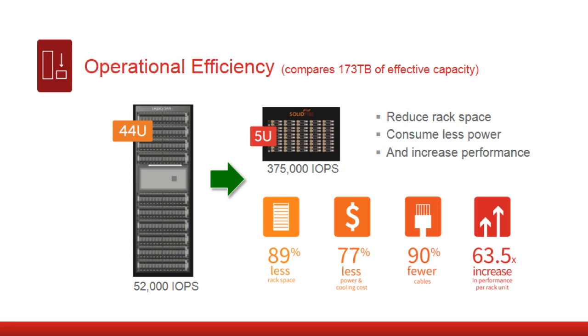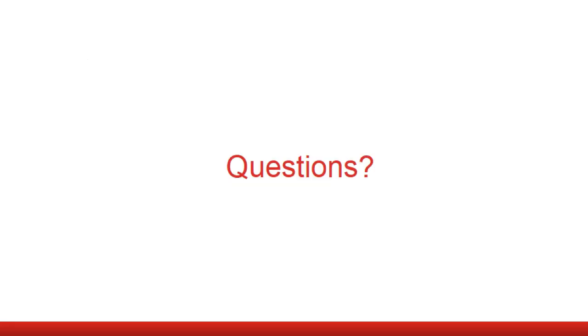In this instance, we went from 44U to 5U, 89% less rack space, less power and cooling, a lot fewer cables, and an increase in performance per rack. So what we're looking to do is increase performance, with predictable, guaranteed, consolidated performance, while consuming less power and less rack space. And we feel this is a very efficient solution.